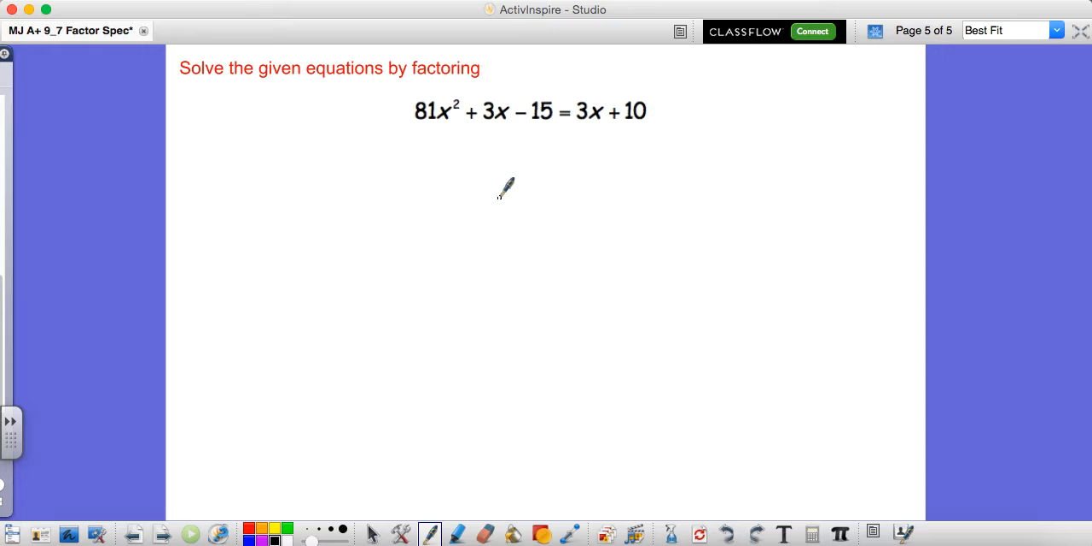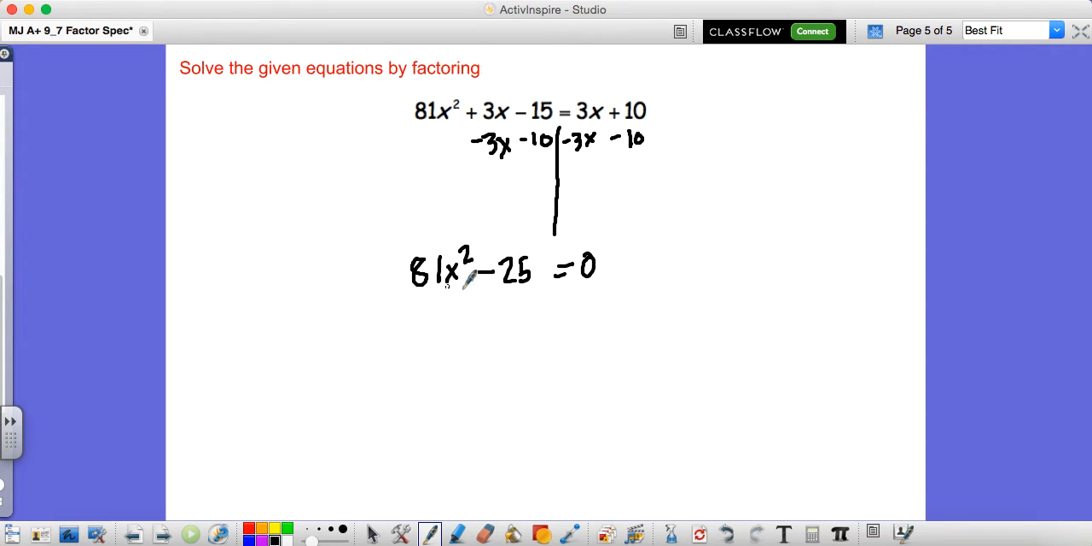Let's look at this one. Looks kind of nasty on the surface. Well, to solve this, we would first want to get this in standard form. So we might subtract 3x from both sides. And we might subtract 10 from both sides. When we do that, we get 81x squared. 3x minus 3x, the x's will go away, minus 25.